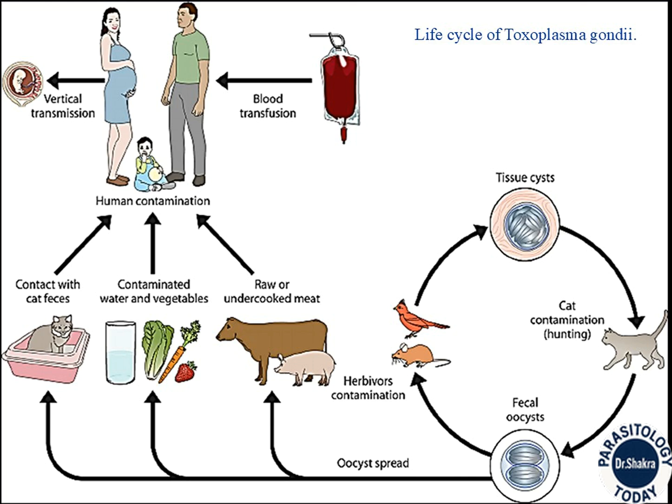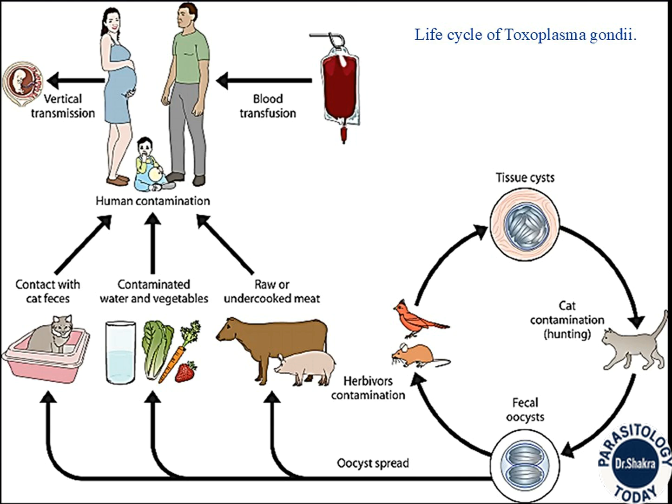1. Ingestion of sporulated oocysts. This occurs when people come into contact with contaminated soil or cat litter, or consume unwashed vegetables or contaminated water. 2. Ingestion of tissue cysts. Eating undercooked meat, especially pork, lamb, or beef, containing tissue cysts filled with bradyzoites is another major route.